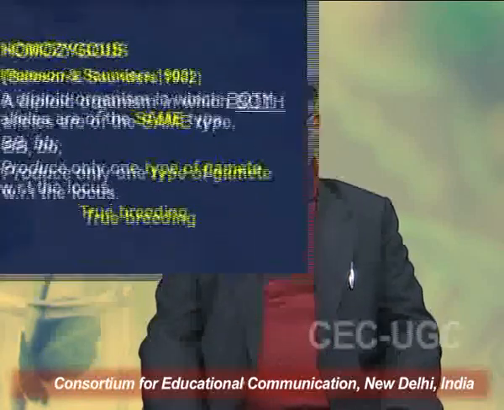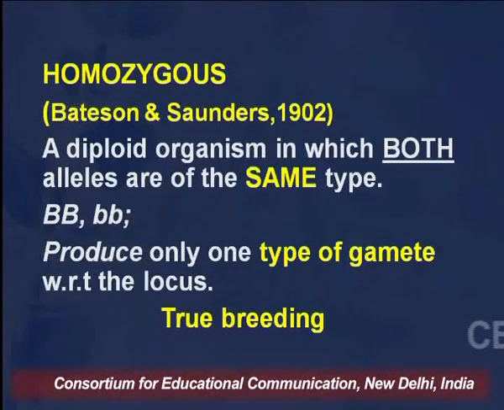Now, depending upon these symbols, Bateson and Saunders gave the terms homozygous and heterozygous. When we talk about homozygous, we are always talking about a diploid organism, because you will agree with me that a haploid can never have alternatives. If I just give you a wheel in your hand, you really don't know whether it is the front wheel or the rear one. I have to give you two to get to that conclusion. So the entire discussion is revolving around a diploid organism.